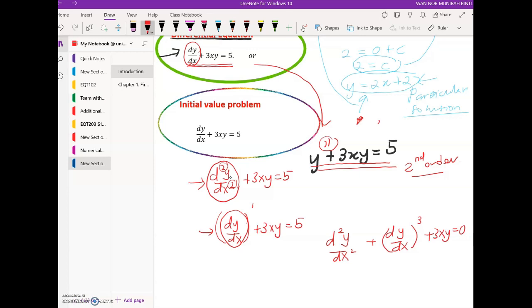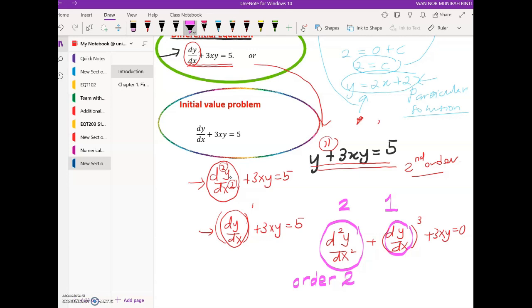Look at the order. What is the highest order in this equation? In order to find the order, you check the highest derivative. This one is dy dx, only order 1. This is of order 2. So you have a second derivative here, so you can conclude that this equation is of order 2.